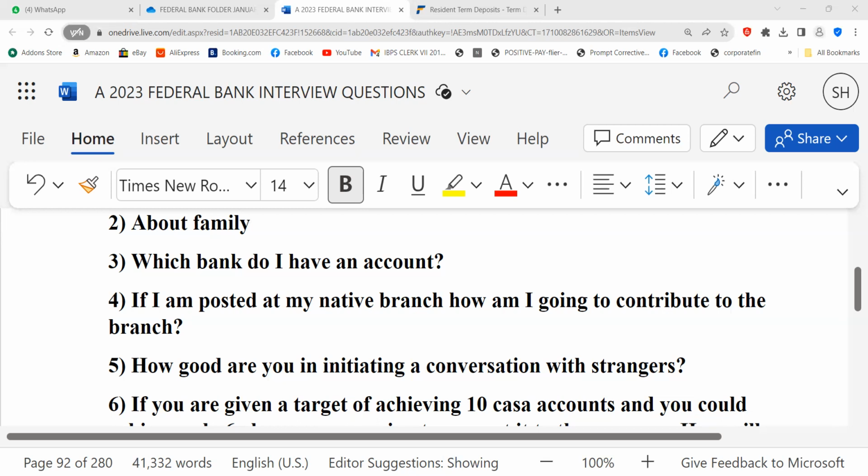Sir, I will ask my friends and relatives. If I'm posted in my native place, it's just 3 kilometers from my home, so I have so many friends and relatives. I will advise them about the bank offerings and the new scheme so that they can open their accounts, and I will make sure that they get the good schemes, and I will explain about the schemes and the loans that are available.